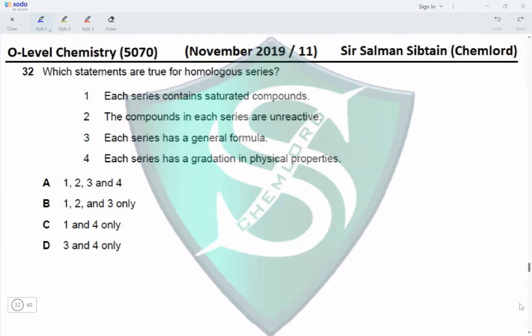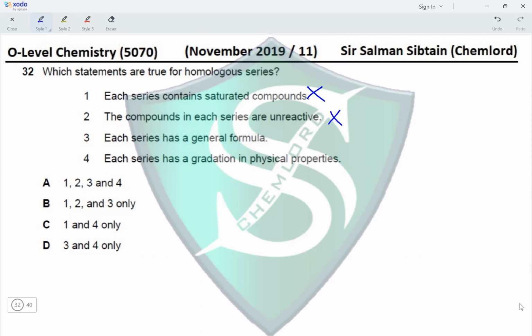Question 32. Which statements are true for homologous series? Each series contains saturated compounds. No. Alkanes contain saturated compounds. Alkenes contain unsaturated compounds. The compounds in each series are unreactive. No, alkanes are unreactive. Alkenes are very much reactive.